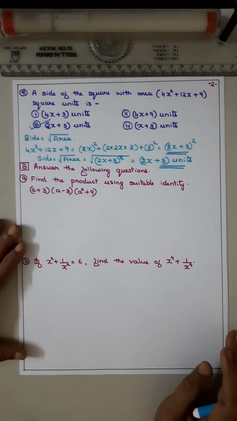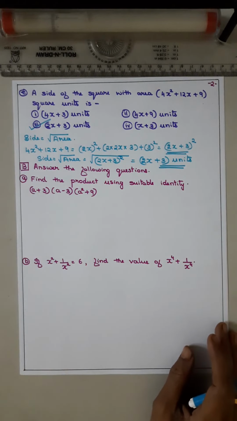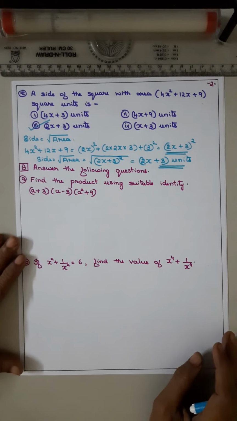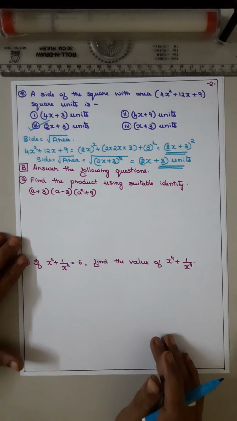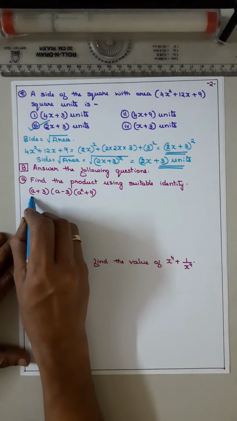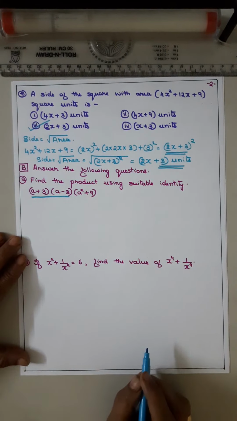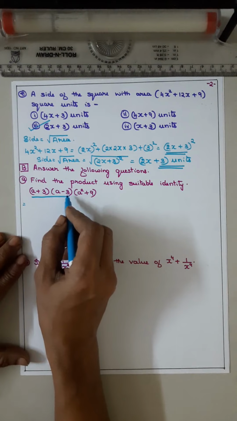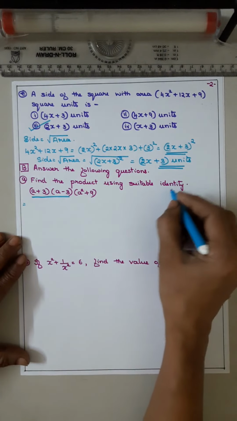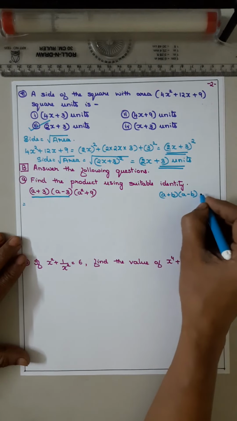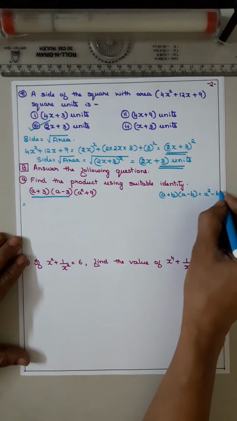Now coming to the question number B, A. Answer the following questions. Find the product using the suitable identity. So you have to find the product. So first, there are three different expressions. So underline these two. So this is what? a plus b, a minus b. So (a plus b)(a minus b) is equal to, what is it? a squared minus b squared.